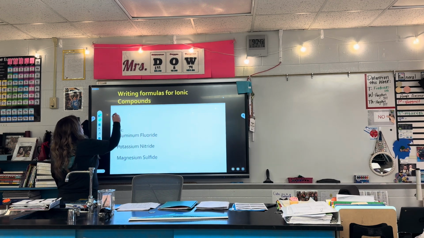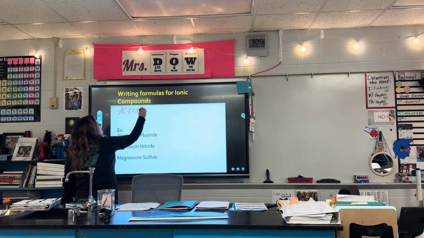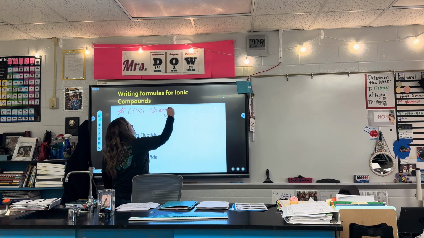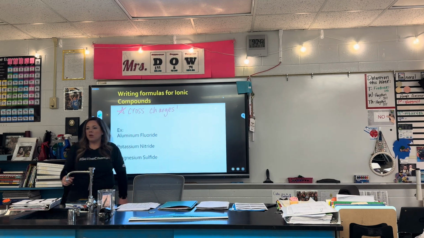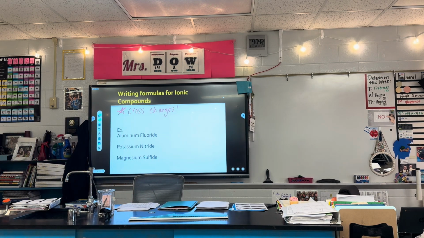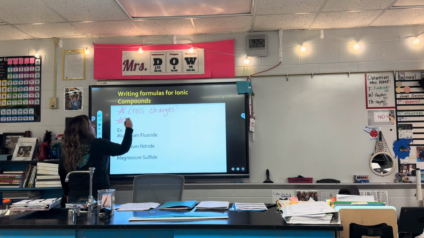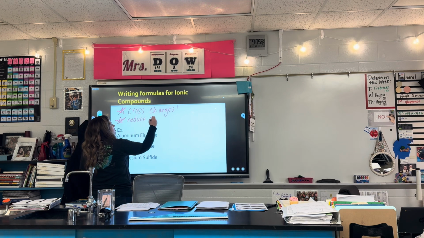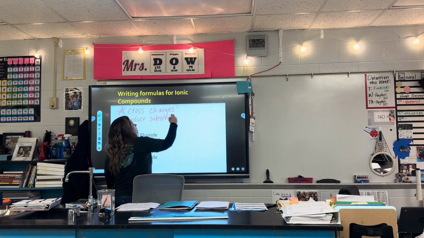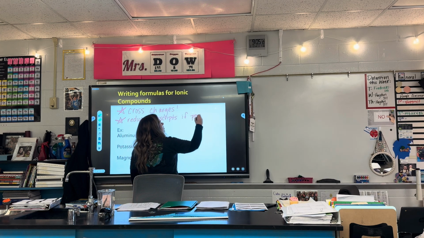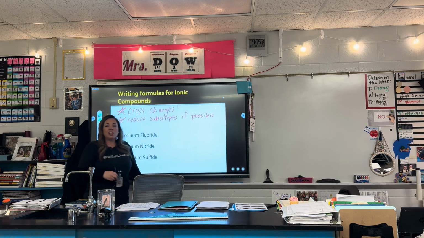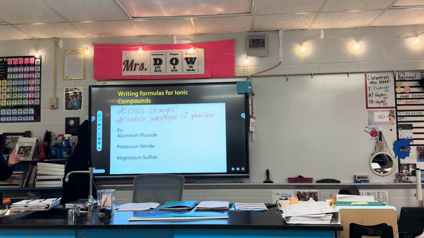So how do we do it? We are still going to cross charges. But the good thing now is that it's always going to be written in order. You don't have to worry about whether Miss Dow tried to trick me and put the negative one first. It's always going to be in order for you. And then reduce subscripts if possible. If we can reduce our subscripts, we still are going to do that. That doesn't go away.